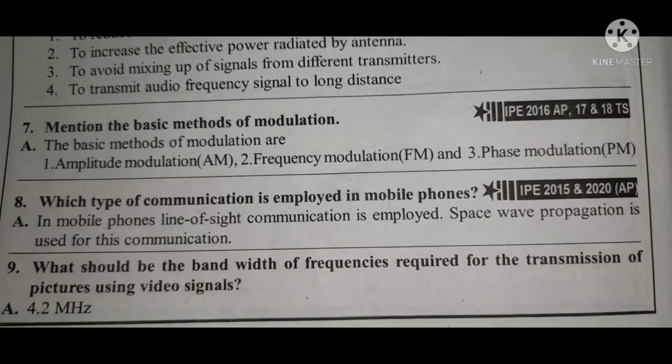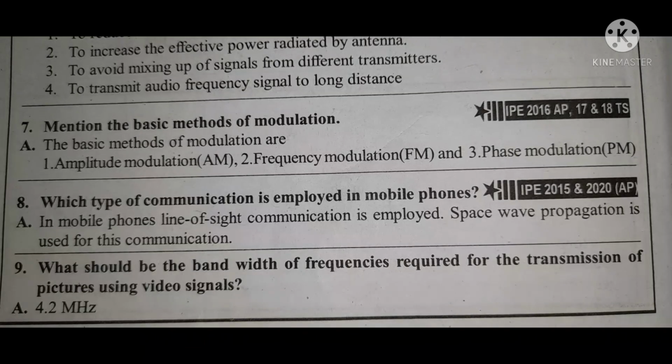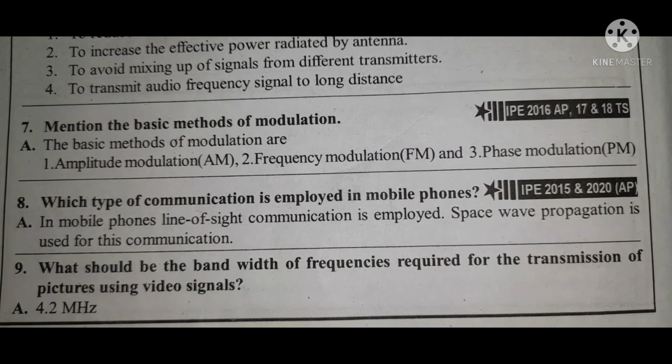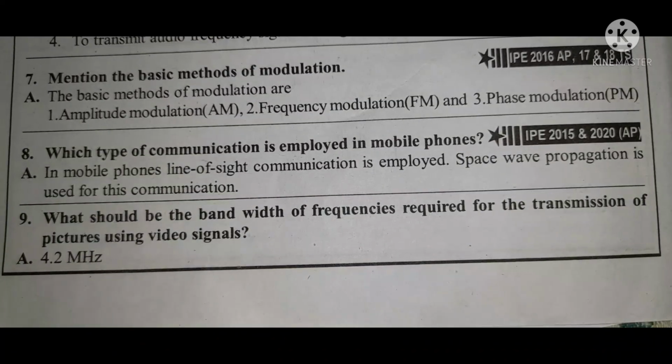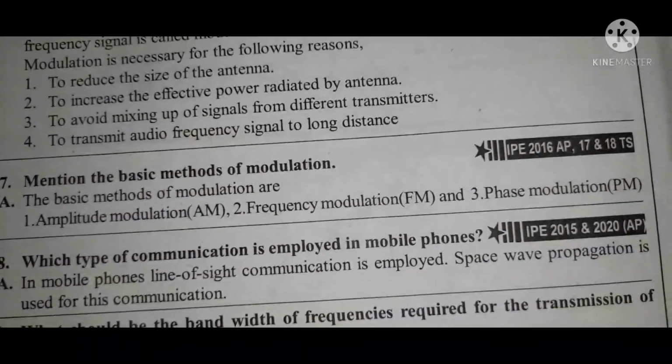Next, 9th question: what would be the bandwidth of the frequency required for the transmission of pictures using video signals? This is the picture signal, that is for TVs, they use a bandwidth of around 4.2 megahertz. So that is about the 9 very short answers for this.